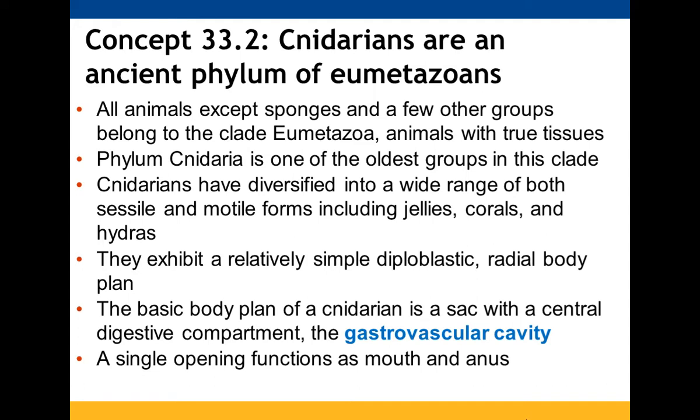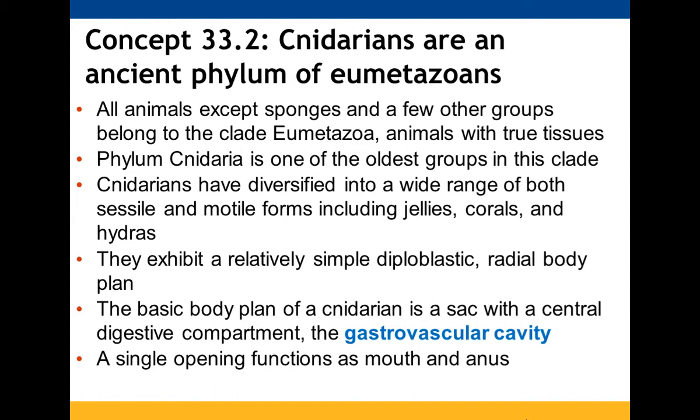Pretty much any other animal, whether it's invertebrate or vertebrate, is going to belong to the clade Eumetazoa, animals that actually have true tissues. The first phylum we're going to talk about in that clade, one of the oldest, is the cnidarians. There are all sorts of forms of cnidarians. They can either be stationary, sessile, or they can be in motion, motile. And they include your jellies, your corals, and your hydras.